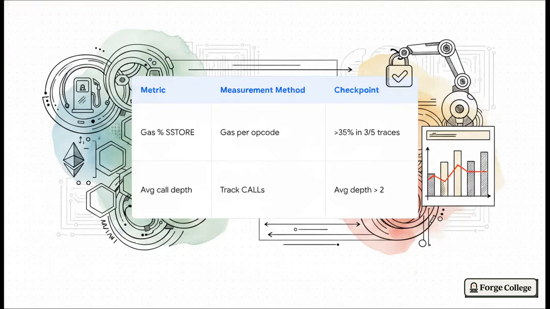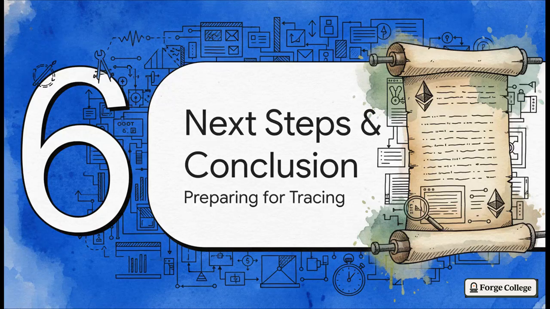The beauty here is that every single claim in your blueprint must be tied to a concrete measurement and a strict checkpoint. Let's say your metric is gas percentage from SSTORE. Your measurement method is computing gas per opcode from struct logs, and the checkpoint, accept only if it's greater than 35% in at least 3 out of 5 sampled traces. Or, what if your metric is average call depth? You track call and delegate call occurrences and accept it only if the average depth is greater than 2 from most traces. It leaves absolutely zero room for ambiguity. You either hit the checkpoint or you rethink your scope. Simple as that.